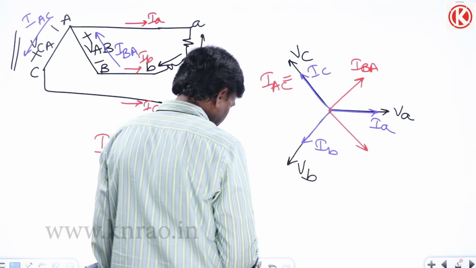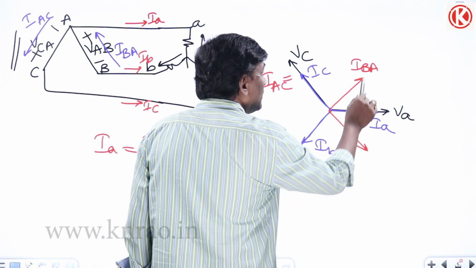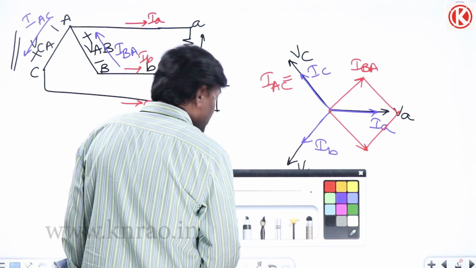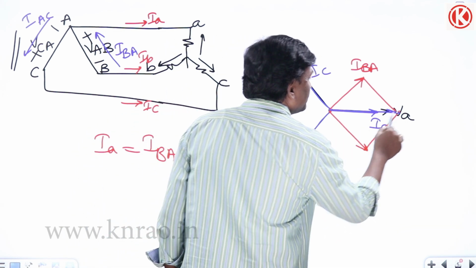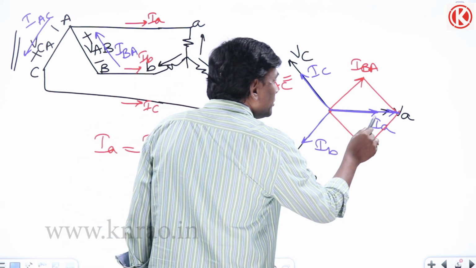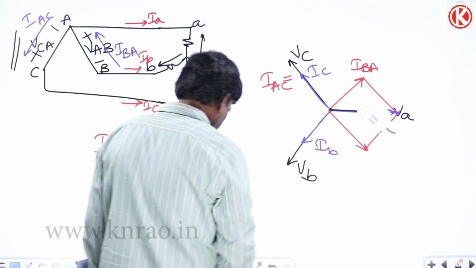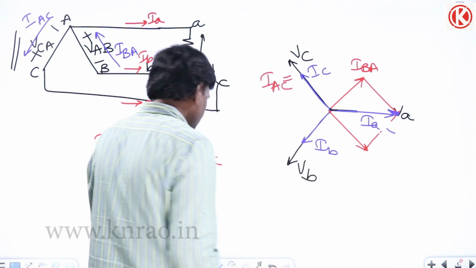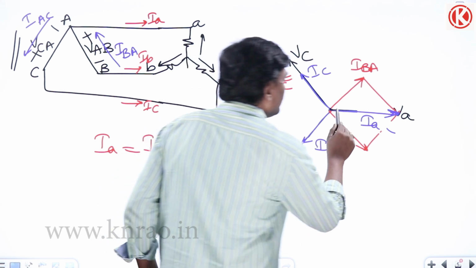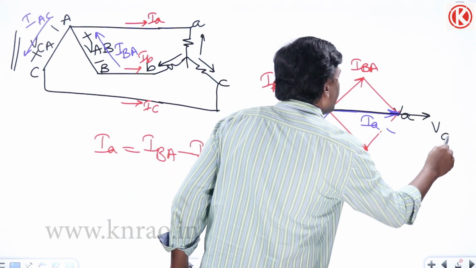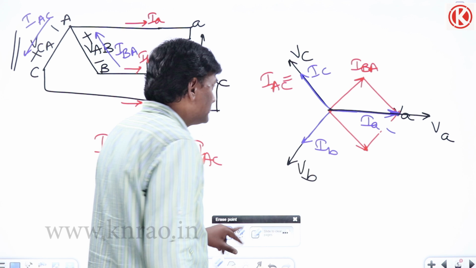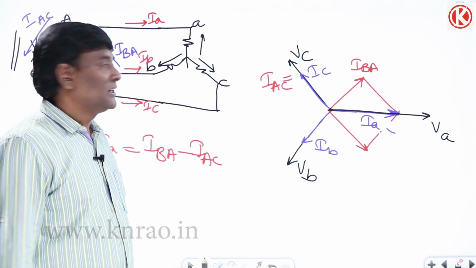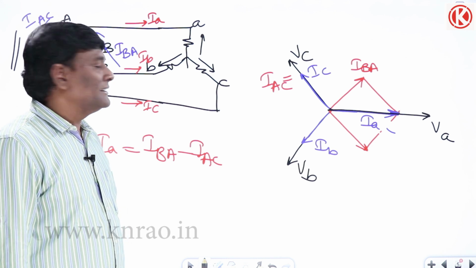Minus IAC is going to be this plus this. Let me change this to IA here. Just a minute. So this is going to be IA here, and this is going to be VA here. You got it, right? Now let us see the IA, IB, IC values.